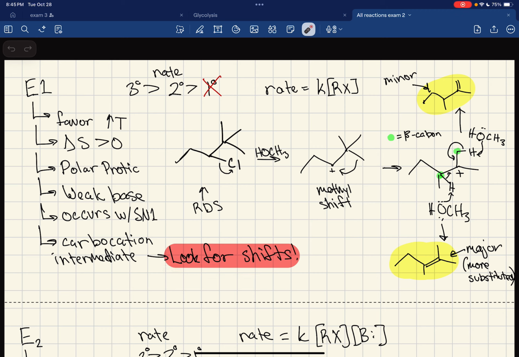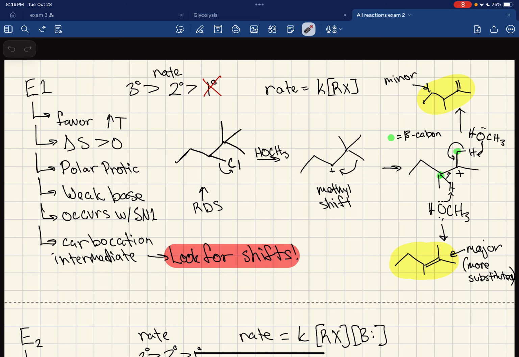The rate determining step will be the first step of the leaving group coming off. And you can see that right here. The rate law is k times the alkane or the organic reagent. And then it goes through the carbocation shift right here. And as you can see right here, there is a methyl shift.